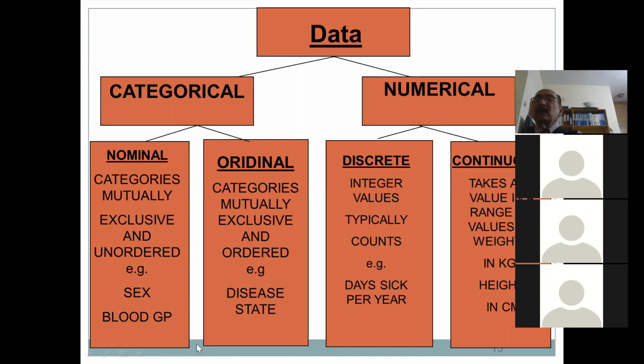Then the second type is numerical or quantitative data. In numerical data, there are further two types: discrete and continuous. Discrete data is in whole numbers. It cannot be in decimals.